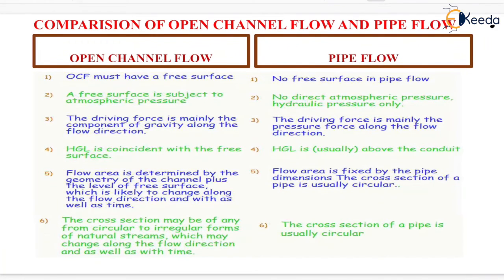Flow area is determined by the geometry of the channel plus the level of the free surface, which is likely to change along the flow direction and width as well as time. Now, in case of pipe flow, flow area is fixed by the pipe dimensions. The cross section of a pipe is usually circular. In case of open channel flow, the cross section may be of any form, from circular to the irregular forms of natural streams, which may change along the flow direction as well as with time. But in case of pipe flow, the cross section of a pipe is usually circular.